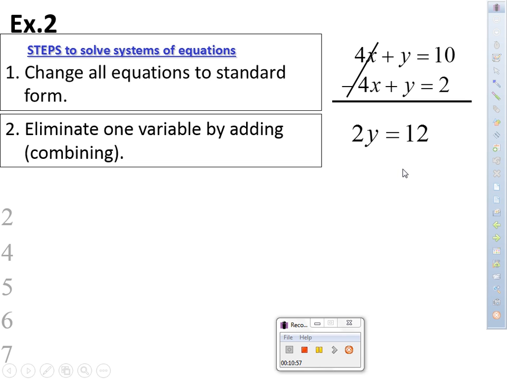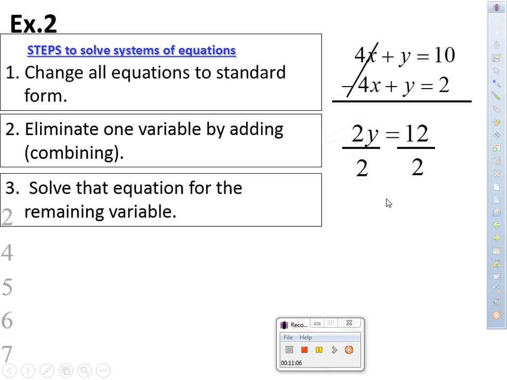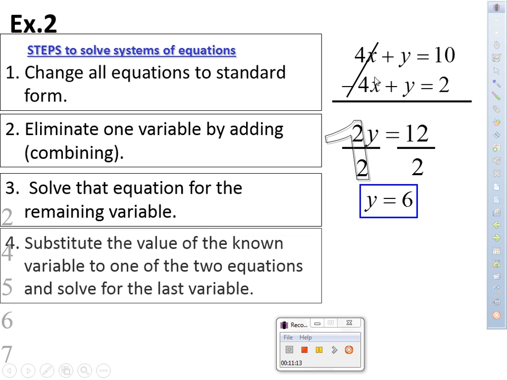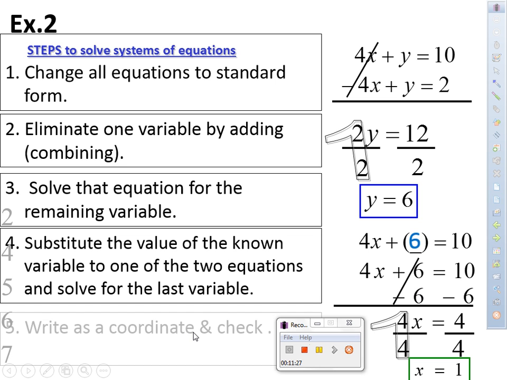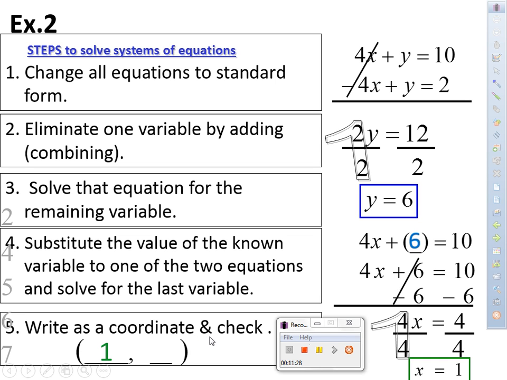So far so good? Yeah. From there we solved for the remaining variable. Divide by 2, divide by 2, y equals 6. So far so good? Yeah. From there, substitute into one of the equations. I'm going to use the top one, and instead of y, I'm going to substitute 6 in there. Solve for x. I end up with x equals 1. So my solution to the system is 1, 6.